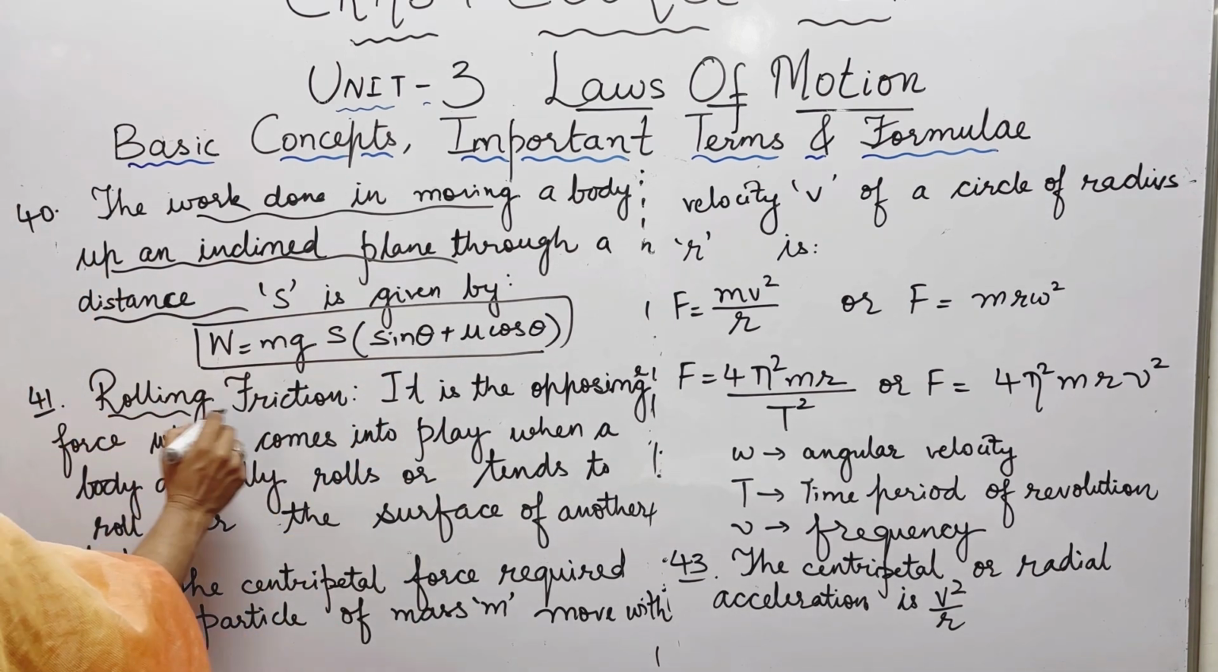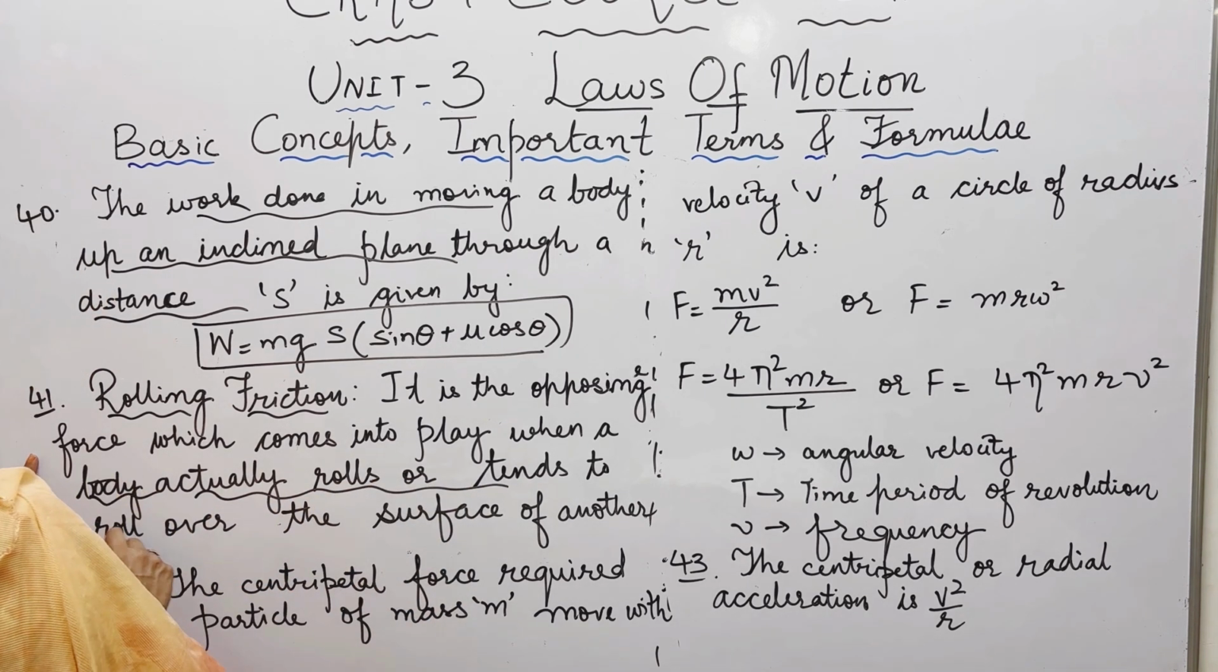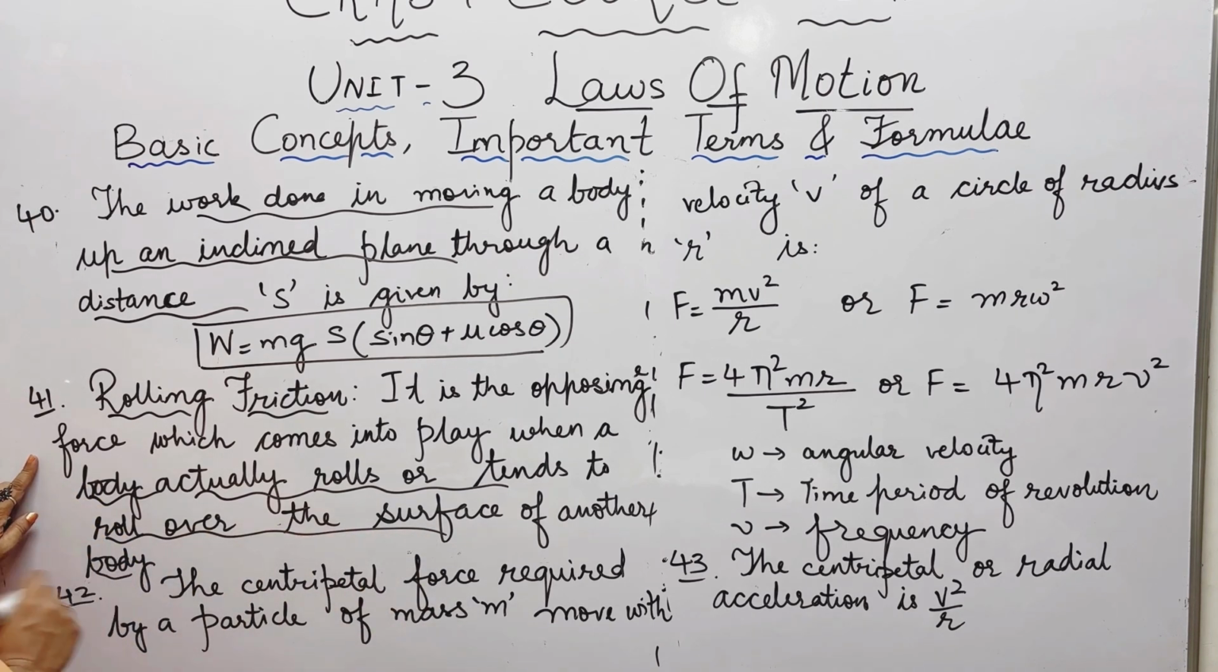The next is about rolling friction. It is the opposing force which comes into play when a body actually rolls or tends to roll over the surface of another body.